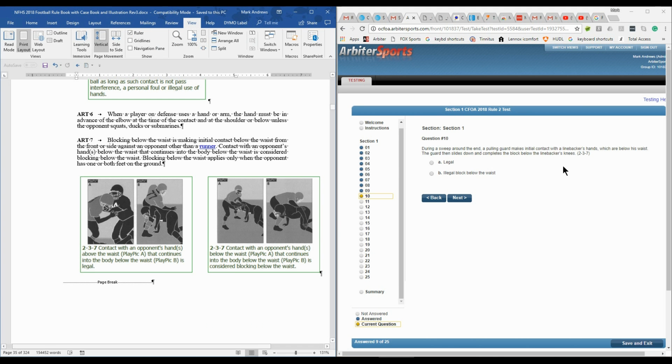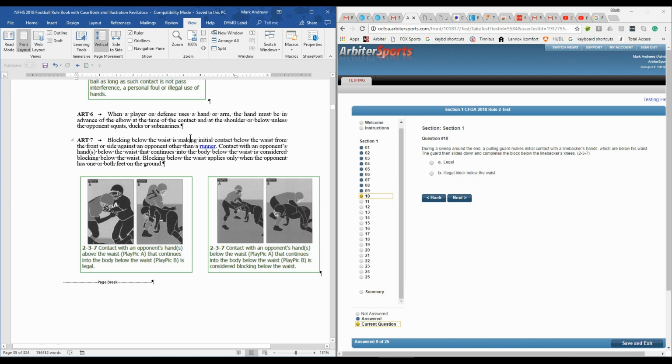All right, question 10. During a sweep around the end, a pulling guard makes initial contact with a linebacker's hands, which are below his waist. The guard then slides down and completes the block below the linebacker's knees. Is that legal, or is that an illegal block below the waist? And the rule references 237. So let's take a look over here at 237.